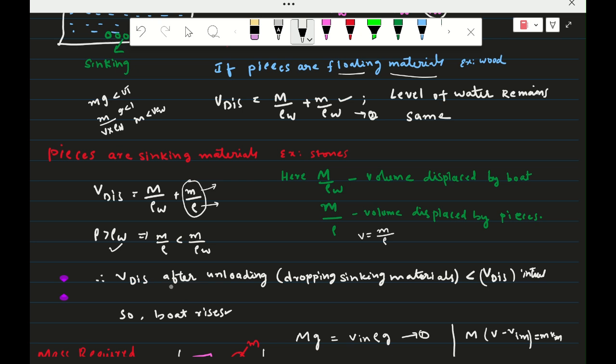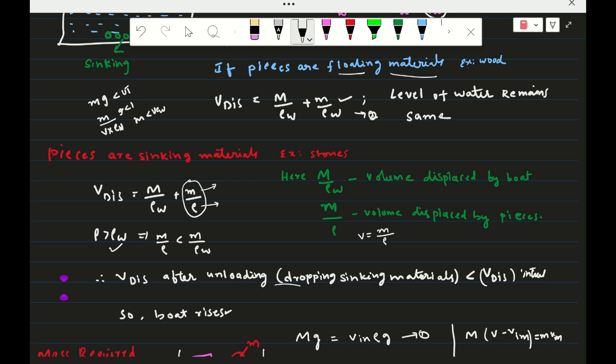So after unloading, the V displaced after unloading is less than the initial V displaced. The initial value displaced is more when the boat is carrying the sinking material. So the boat rises, as they displace less water, right? They are displacing less water means the boat will come up more. When it is carrying, the level of boat sink is more. Like that you can understand. The boat sinks more when it is carrying the sinking material. So when these sinking materials are unloaded from the boat, it rises up.